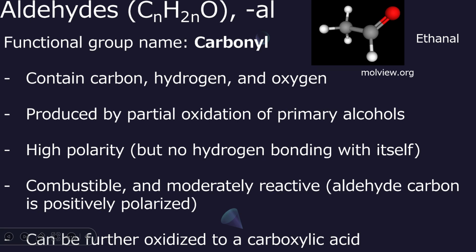They have high polarity for sure, carbon-oxygen double bond, but they cannot do hydrogen bonding with themselves. There is no OH bond anymore, which is interesting. Alcohols could do hydrogen bonding, but aldehydes, the more oxidized version, cannot with themselves. These are combustible, moderately reactive. The aldehyde carbon especially is positively polarized and susceptible to attack by nucleophiles. This can even be further oxidized to a carboxylic acid by replacing that hydrogen at the end with an OH group.